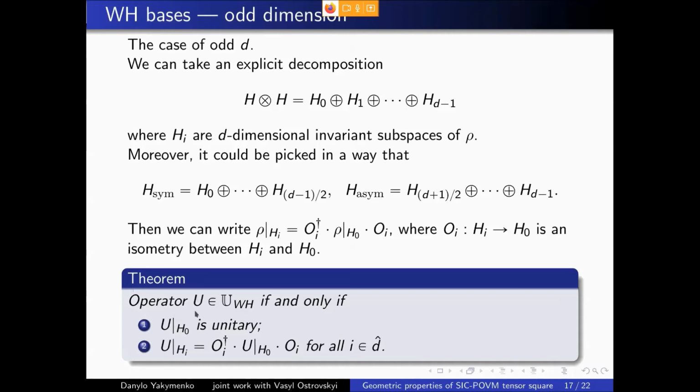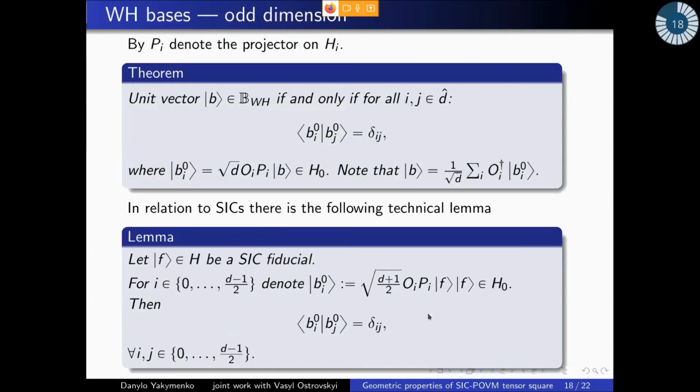So this is very easy. Once we have some operator, it belongs to this group if and only if, let's say, the restriction on the zero component is unitary, and the restrictions on the other components are related under these isometries that are computed from the decomposition, right? And we can give a description of the basis.